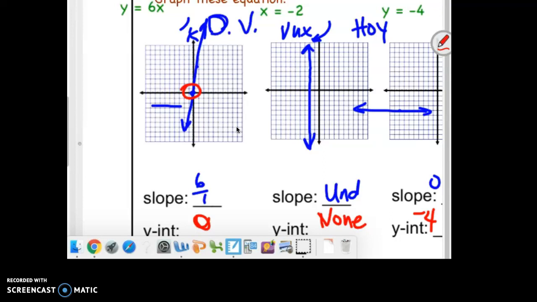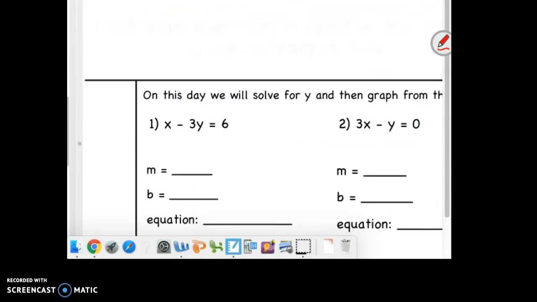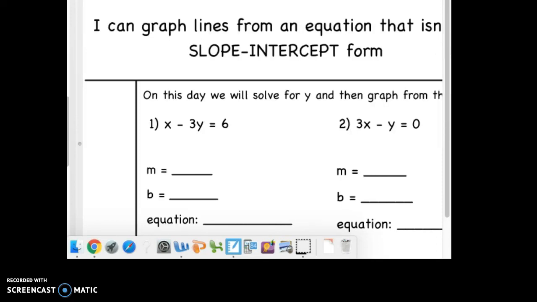I'm going to switch now to going over this next part. I guess I got cut off a little bit at the top again, but I'm going to show you what to do if you have to graph things that aren't in slope-intercept form. Okay, you've already done this. We have to solve for y, and then we have to graph it.